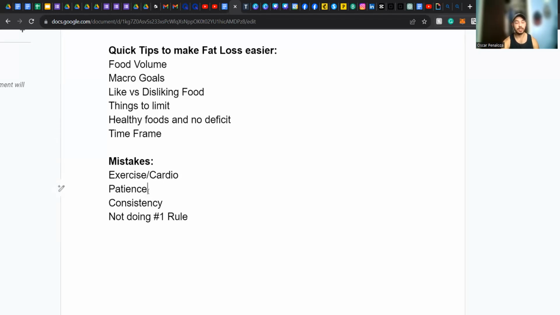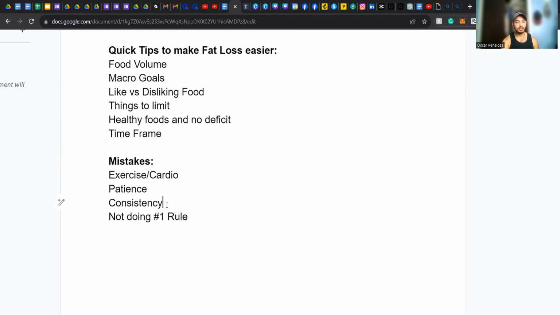I kind of talked about it here. Patience, time frame, just giving it enough time. If you have 50 pounds to lose, you can lose it in less than 50 weeks, but it might take longer, and that's okay. But just being patient. Fat loss is a long-term play. It's not something that just happens from one day to another, right?